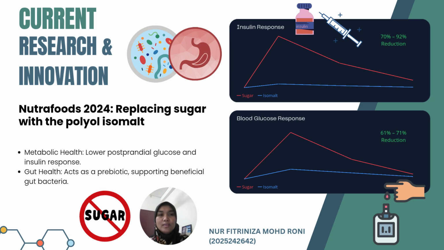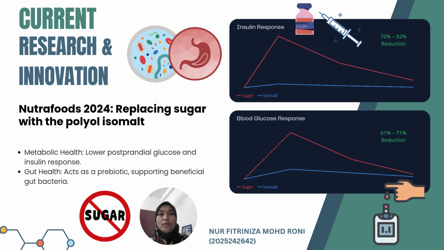Scientific research consistently supports these benefits. Clinical studies show that replacing sugar with isomalt significantly lowers postprandial glucose and insulin response. Furthermore, isomalt acts as a prebiotic in our digestive tract, feeding the beneficial bacteria in our gut and supporting overall digestive health. The science backing isomalt's metabolic benefit is stronger than ever.